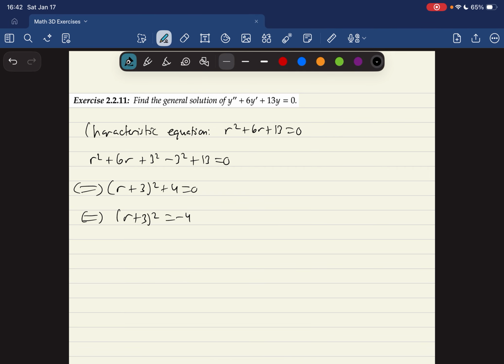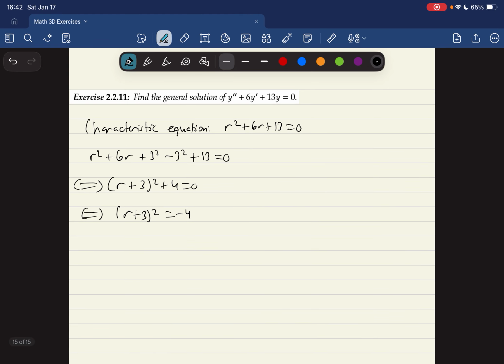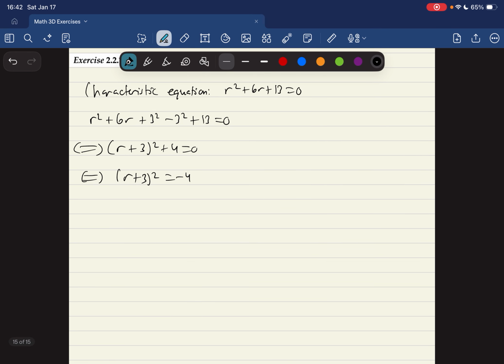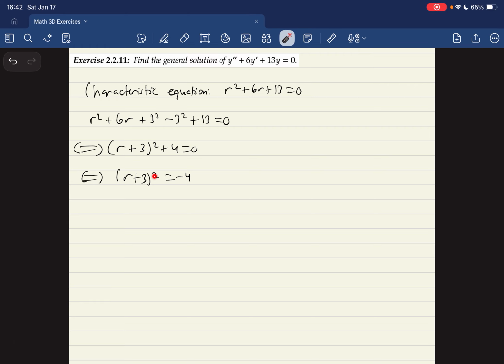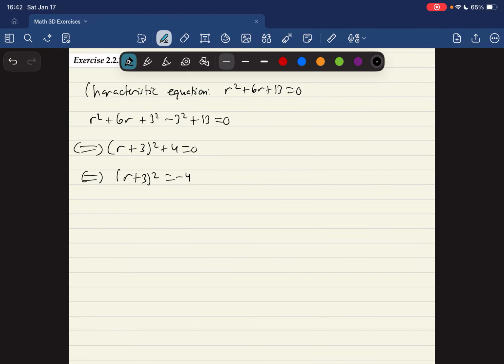Alternatively, we could also use the quadratic formula. I'll illustrate the quadratic formula roots in just a bit. I'm just going to finish solving this equation. So already, just because we're squaring this, but there's a negative on the right, we can expect complex number solutions. So when we take the square roots, we have r plus 3 equals plus or minus the square root of negative 4.